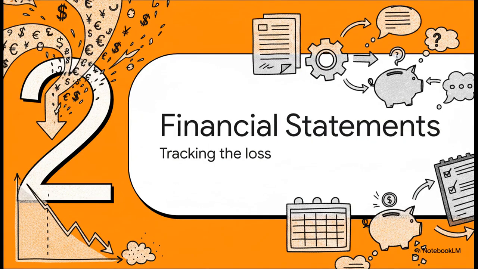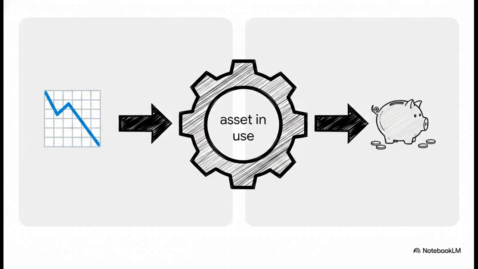Moving right into Section 2, the impact on financial statements. Now that we've grasped the physical reality of wear, let's shift our focus to how this loss actually ripples through your company's financial records. This is a really vital comparison to make. Depreciation has a dual impact on your finances. On the balance sheet, it steadily reduces the asset's book value year after year until, eventually, it just disappears.